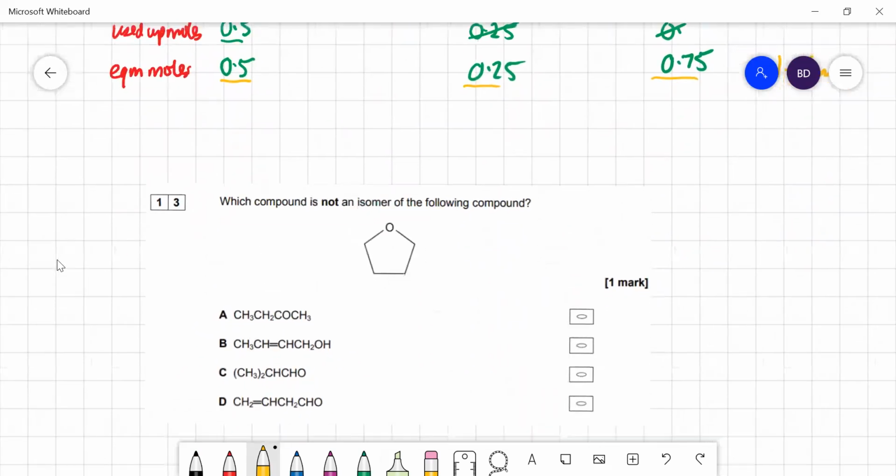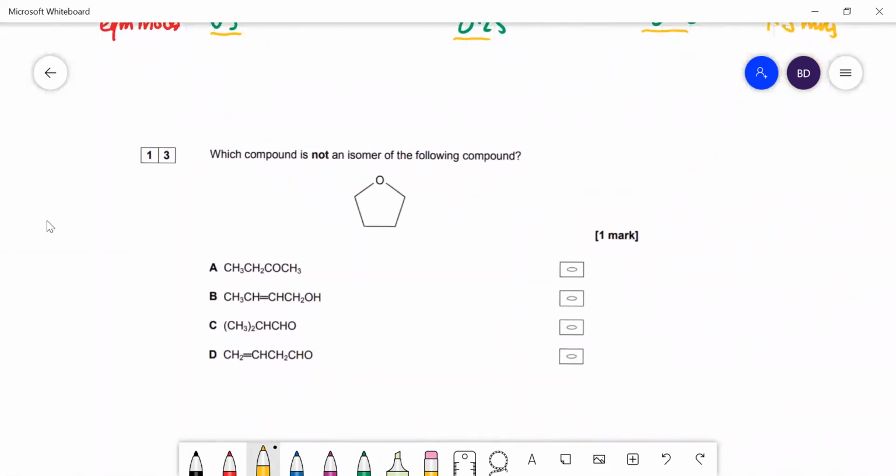Okay, which compound is not an isomer of the following compound? So we have got 4 carbons there, 1, 2, 3, 4. They've all got 4 carbons, so that's not much help. Now, let's think about the number of hydrogens. We have got 2, 4, 6, 8 hydrogens. So this is going to be C4H8O.